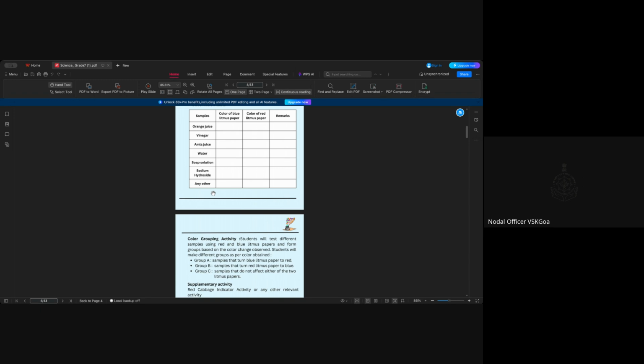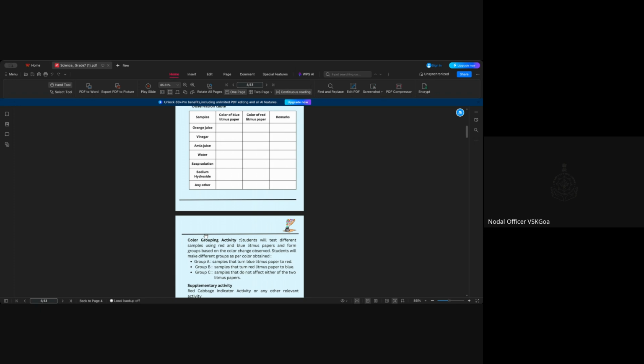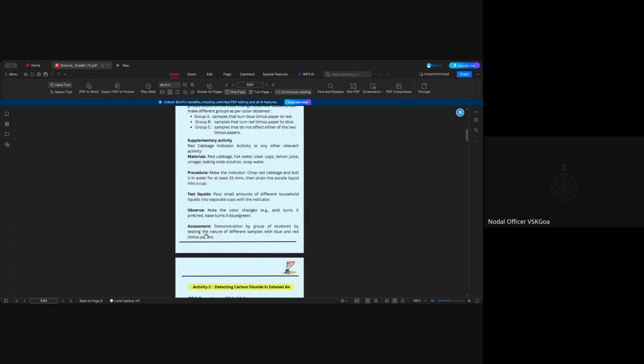At the same time, the retention part in mind, the student will also go on improving in this particular context. So this is the first activity. To that, we can always have a supplementary activity if time permits.